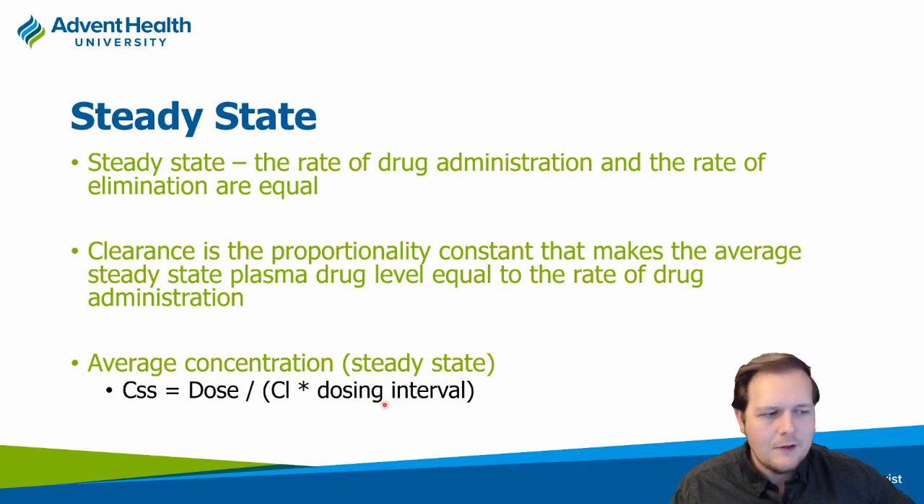So for a daily drug, it would be 24. For a Q8 hour drug, it would be 8 here, right? So you can see how already we can change this concentration pretty significantly, either by modifying the dose or modifying the dosing interval. I can't really change the clearance on the patient for the most part, not unless I hooked them up to dialysis or something like that.